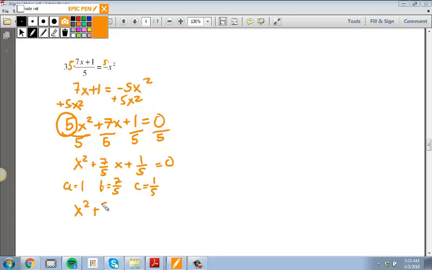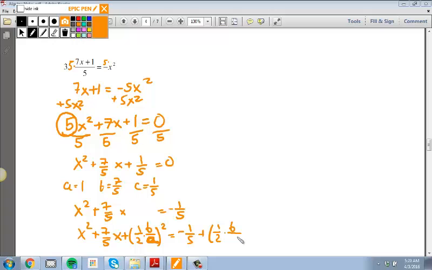So I need to start by subtracting the c, or the 1 over 5, just like I have in all of the problems up until now. Then, if you remember what I did next, I added the one half b over a, squared, to each side. I know this is a lot, but you guys are strong. You will endure completing the square.